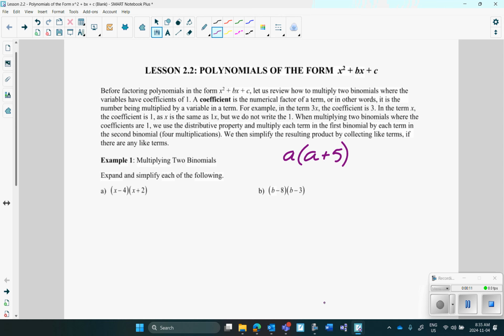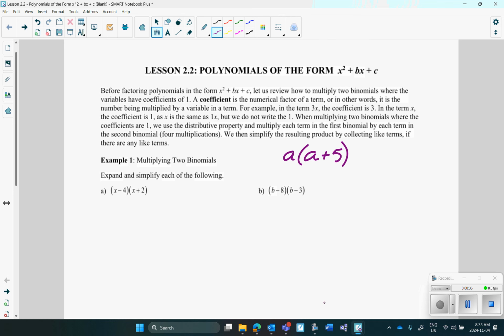If I asked you to multiply that, what is it? Oh my. Really? No one? No one can multiply a times a plus 5? Yeah, look at each other. Come on, guys. I know it's Monday.